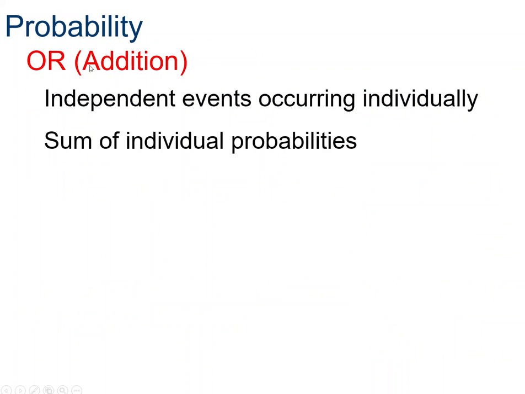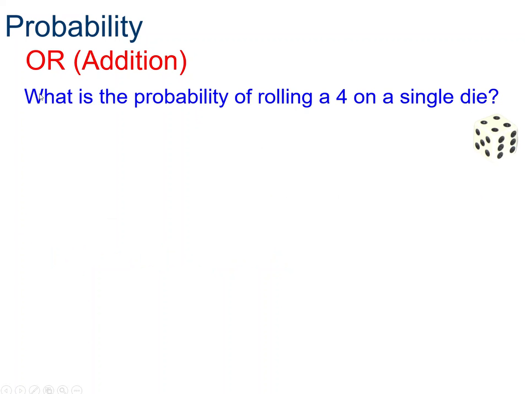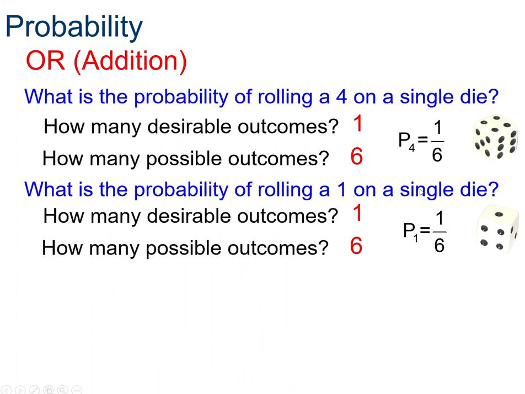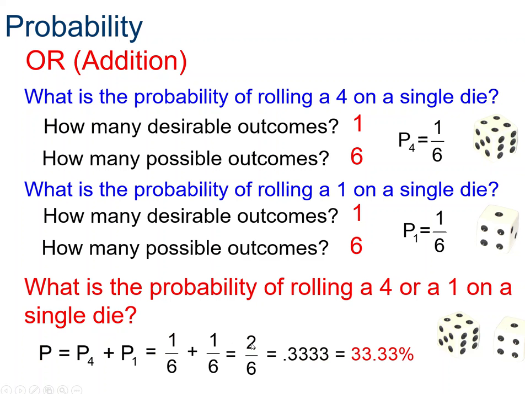And then we have OR, which is addition events. So events A and B are mutually exclusive, then the probability of A or B occurring is, there's our formula, so the probability of rolling a 4 on a single die is still 1 over 6, 1 on a single die, 1 over 6. Probability of rolling a 4 or a 1 on a single die. Now we're 1 over 6 plus 1 over 6, which is 2/6, which now we're at 33.33% chance. Big difference in our probability number here.